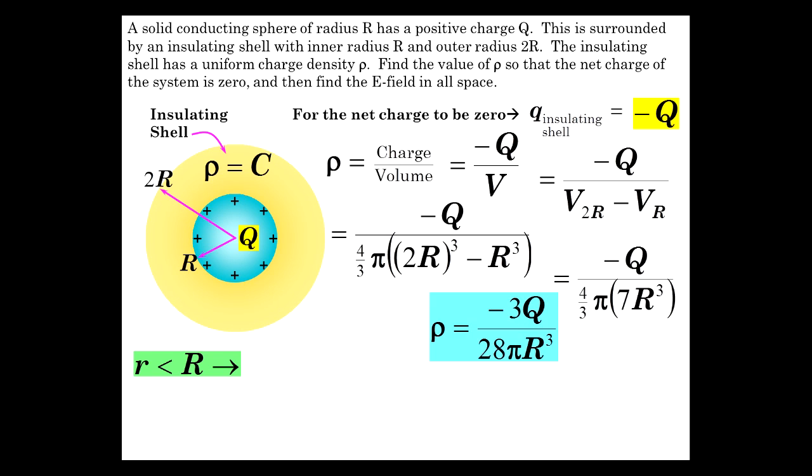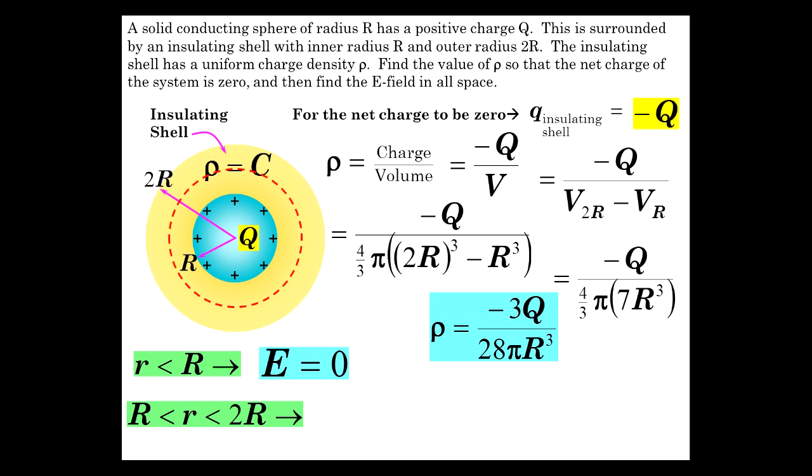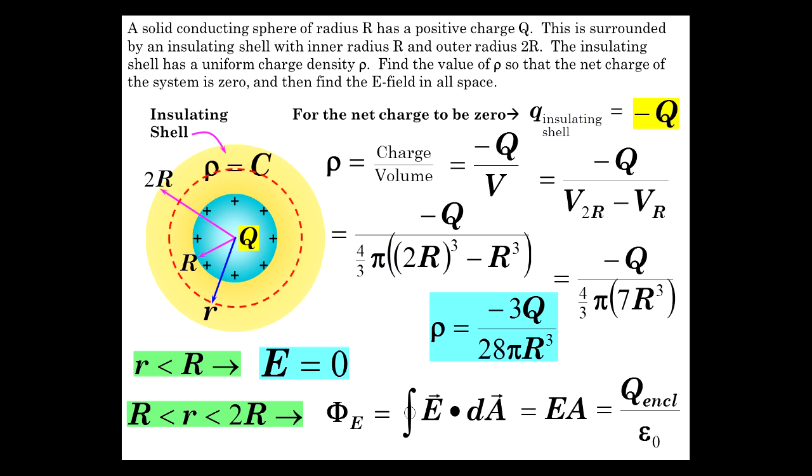Let's now figure out the electric field for r less than big R. Well, that's easy, 0. Now between R and 2R, that's where it gets interesting. We won't finish it on this slide. Let's get a start. So we'll put a Gaussian surface somewhere in there, radius r. We still have spherical symmetry. That's nice. So the electric field is radial and it's uniform on that Gaussian surface. So the closed integral of E dot dA is EA, equal to Q enclosed over epsilon 0.